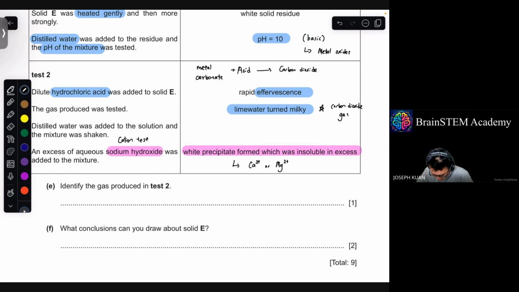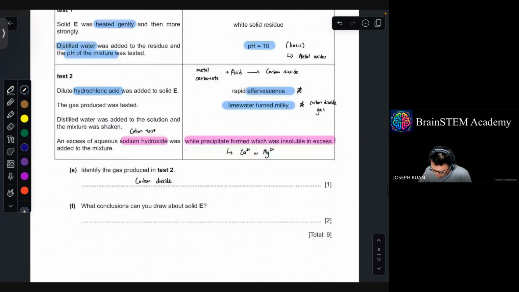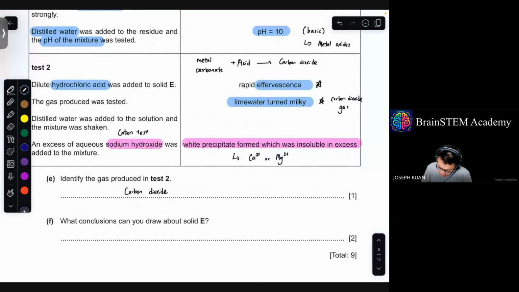Okay, so let's look at E. Identify the gas produced in test 2. This gas is actually carbon dioxide, as we have analyzed. And for F, what conclusions can you draw about solid E? Solid E is most likely calcium carbonate or magnesium carbonate.